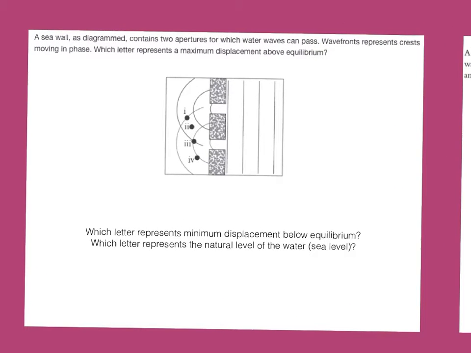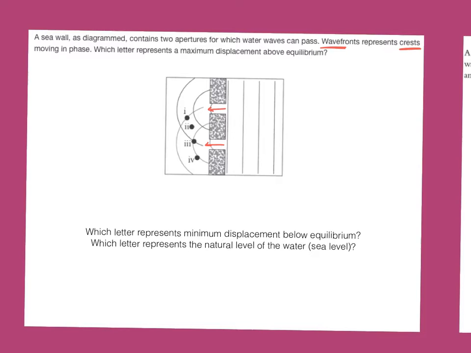So a seawall, as diagrammed, contains 2 apertures, right? So we got 2 holes, one right here with the waves coming through and one right here with the waves coming through. Wavefronts represent crests moving in phase. Which letter represents the maximum displacement above equilibrium? So wavefront is a crest. Okay, now they didn't actually have to say that.